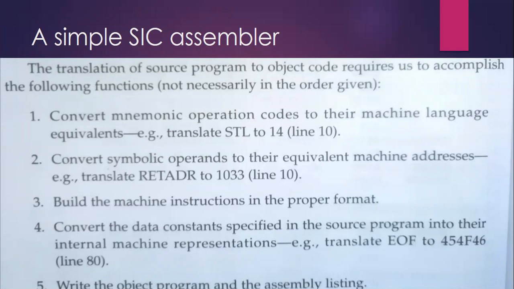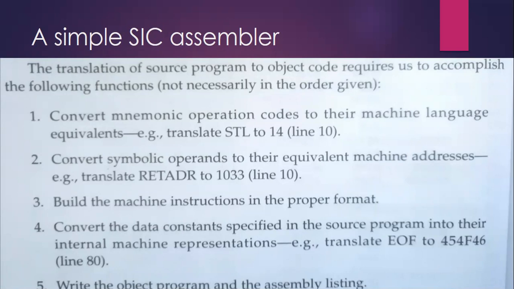The translation of source program to object code requires us to accomplish the following functions, not necessarily in the order given. Maybe you may go for different orders, it doesn't matter, but we will follow 1, 2, 3, 4, 5, a total of 5 different steps. First, convert mnemonic operation codes to their machine language equivalents. That step is what we call mnemonic operation code.